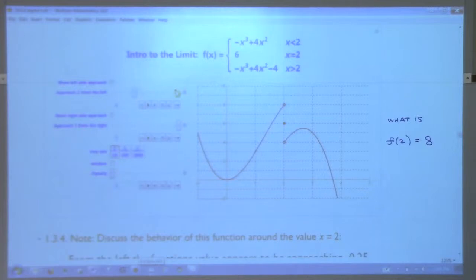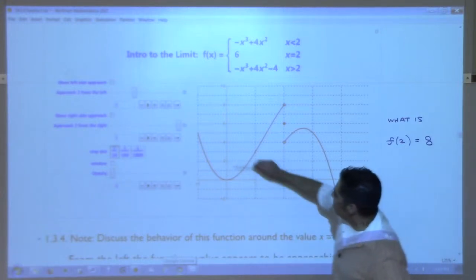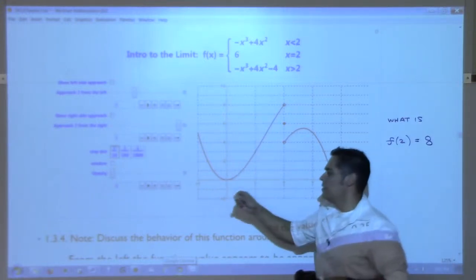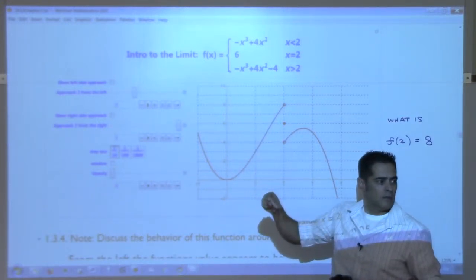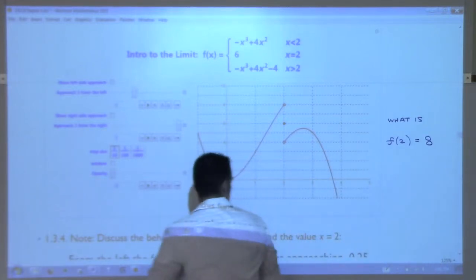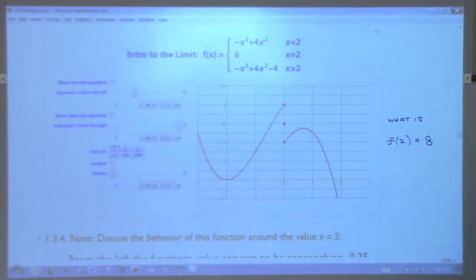Okay, so here's another function. Hope y'all can see that. This is 2, 4, 6, 8, 10. Heidi? Oh, there you go, Heidi. Heidi, what is f of 2?